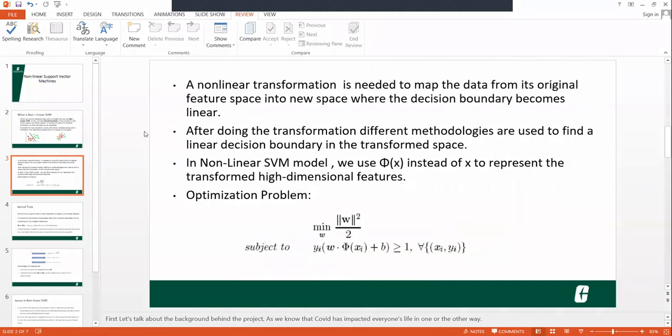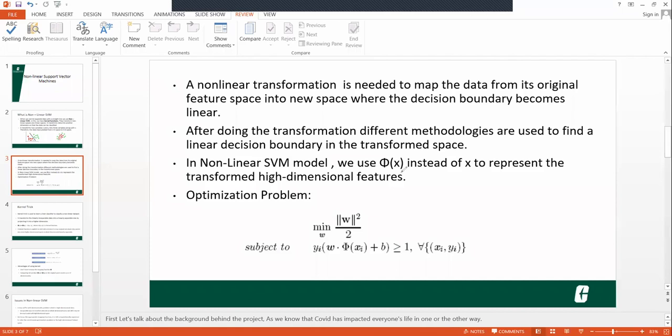In the next slide, a linear transformation is needed to map the data from its original feature space into a new space, where the decision boundary becomes linear. After doing the transformation, different methodologies are used to find a linear decision boundary in the transformed space. In a linear SVM model, we use phi of x instead of x to represent the transformed high dimensional feature.